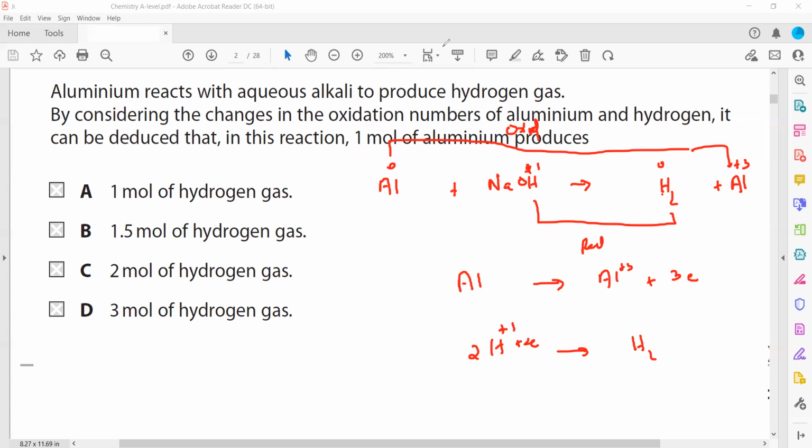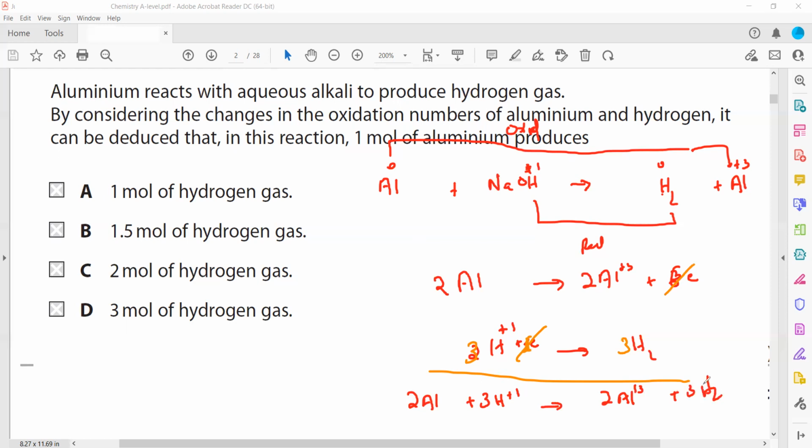Because 3 and 2 are there, we multiply this equation by 2, so this will be 2, this will be 2, and this will be 6. And this bottom equation we multiply by 3, so this will be 3, 3, and 6, sorry, 3 multiplied by 2 is 6. So the electrons will cancel, and when we write the equation, we need the relation between aluminium and hydrogen: 2 aluminium plus 6 hydrogen ions gives 2 aluminium ions plus 3 hydrogen molecules.